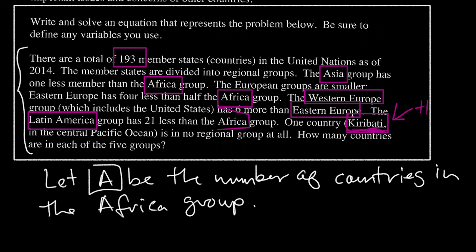And when we take all those expressions, we're going to have an expression for the Asia group, an expression for the Western European group. Then we're going to use that Western European group together to get the Eastern European group, and then the Latin American group. And then finally, we're going to add the Kiribati there. All those are going to add up to 193. So what I want you to do is I just want you to solve this. And in the lesson check, I'm going to be asking you these questions: How many countries are in each of the 5 groups?